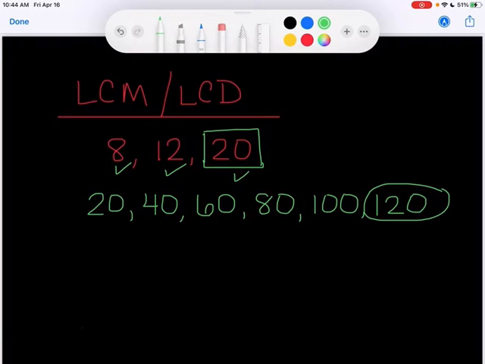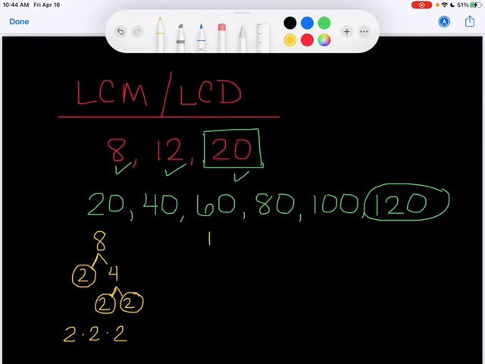Now another way that you can do this, because sometimes when you're dealing with really large numbers, this can take a while. So what you can do is a tree for each of these values. What multiplies to 8? Well, 2 times 4. 2 is a prime number, so I'm going to circle it. I can't take that any further. But 4 can be reduced into 2 times 2. But I'm going to circle both of those 2's because they can't be taken down any further. They're prime. So the prime factorization for 8 is 2 times 2 times 2. If we multiply 2 times 2 times 2, it would give us 8.